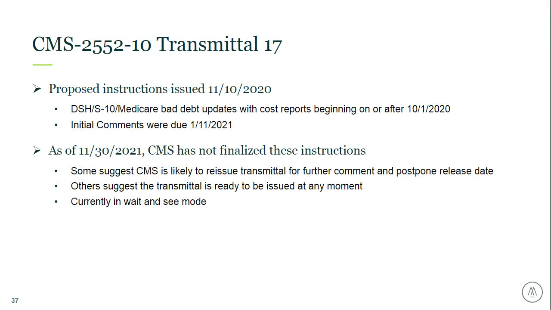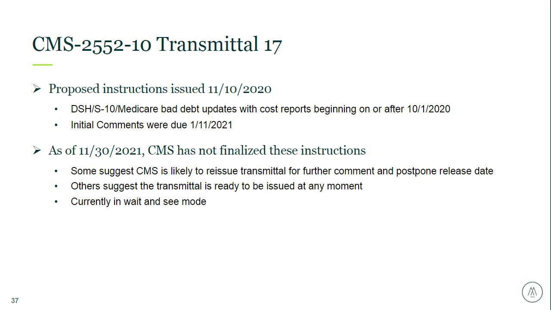With all that background on the UC payment and the latest audit cycles, we'll spend the rest of our time diving into DSH, S10, and Medicare bad debt proposed instructions. In accordance with the Paperwork Reduction Act, CMS published a notice in the Federal Register dated November 10th, 2020, regarding a proposed revision to the Medicare cost report. The comment period on those proposed instructions ended January 11th, 2021, and most of the revisions would go into effect for cost reports beginning on or after 10/1/2020.